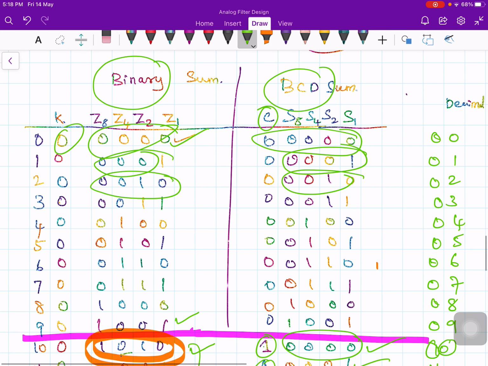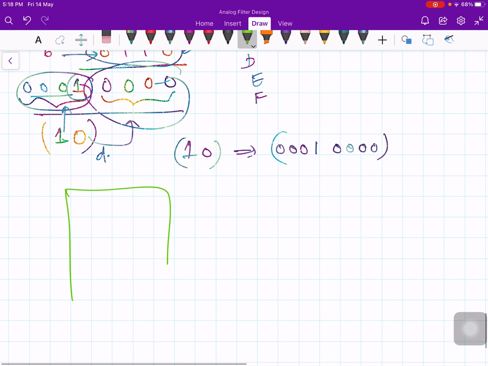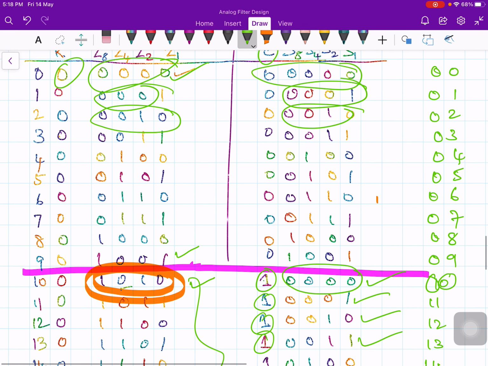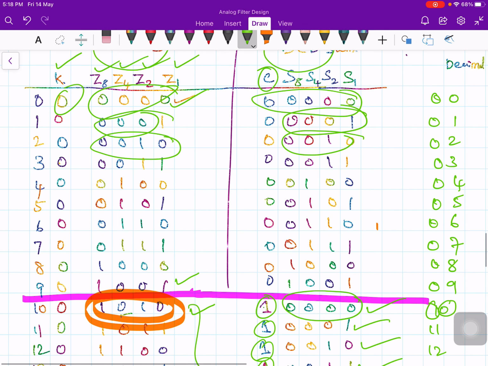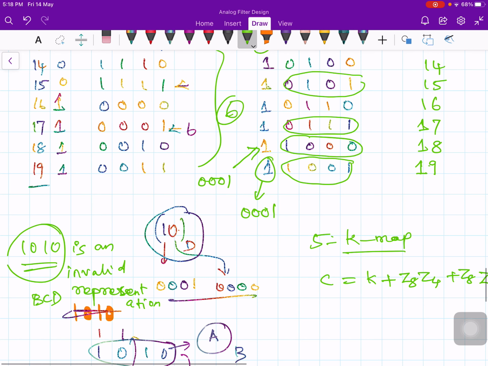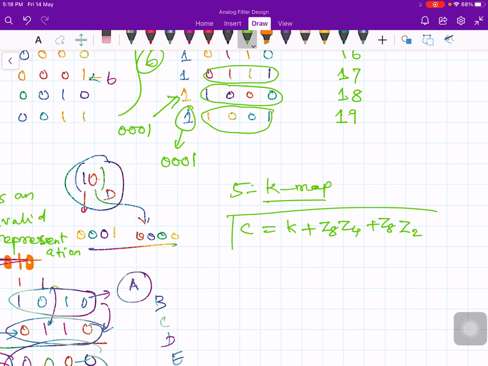So you need to take this K. In the K map, the inputs are K, Z8, Z4, Z2 and Z1. You know 4 variable K map, right? In the similar way, you can draw this 5 variable K map and try to get the solution for C. Up to 0 to 9, the entries are 0, and then 10 to 19, the entries are 1, and remaining terms are don't care terms. So you can substitute, and then finally you'll get the expression for C like this.